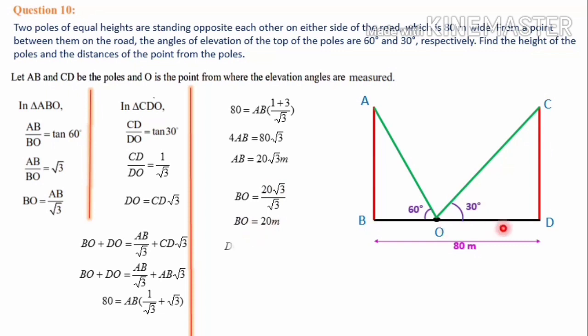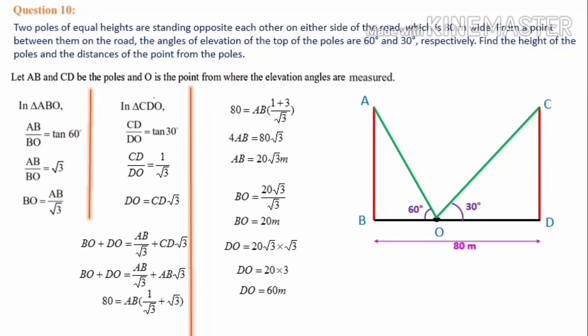Then we have to go for calculating DO. That is DO is equal to, here it is CD root 3. So CD and AB are same length. So CD can be replaced and put 20 root 3. So 20 root 3 into root 3, that is DO is equal to 20 into 3, that is equal to 60. So DO is equal to 60.